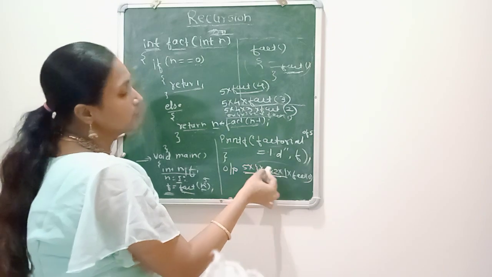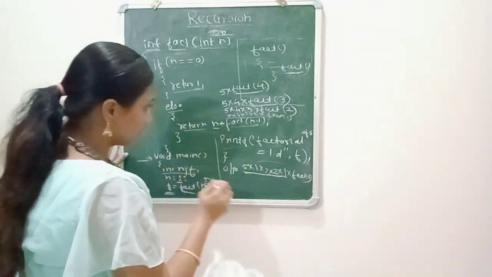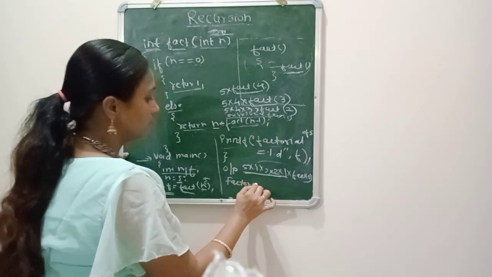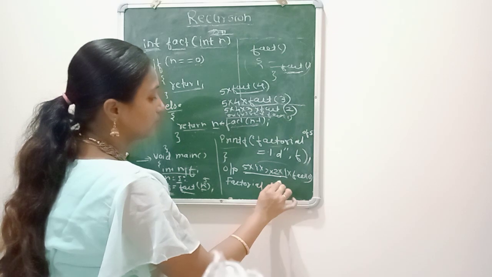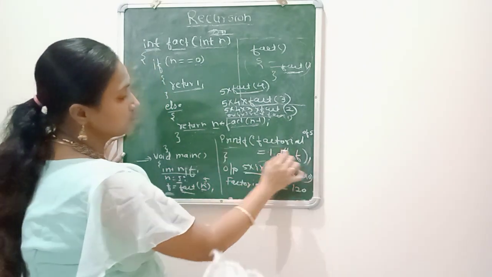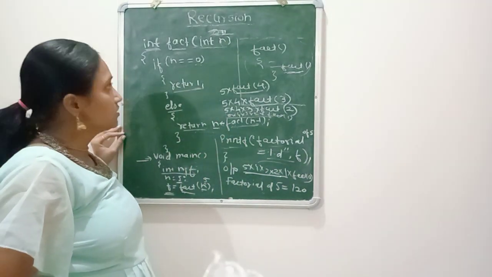So 5 into 4 into 3 into 2 into 1. So what is the output? We'll write the output over here. Factorial of 5 equals 120. This is the output of this program. Hope you understood how the recursion works.